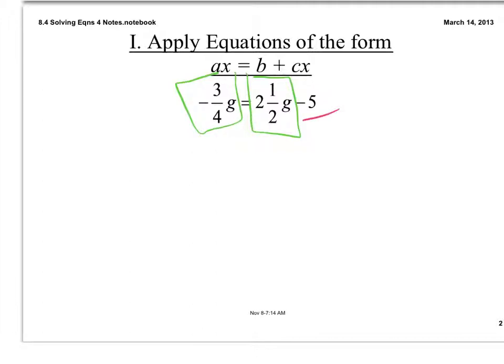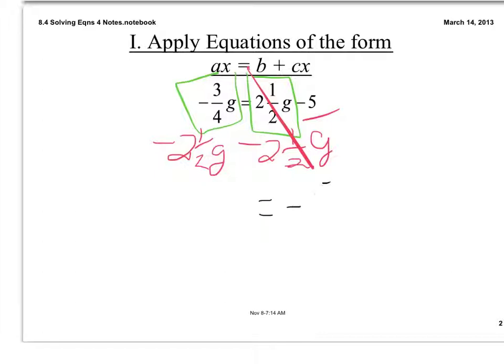So, to do that in this question, we are going to subtract 2.5 g from both sides. So it cancels on the right, leaving you with -5 and -3.25 g on the left.